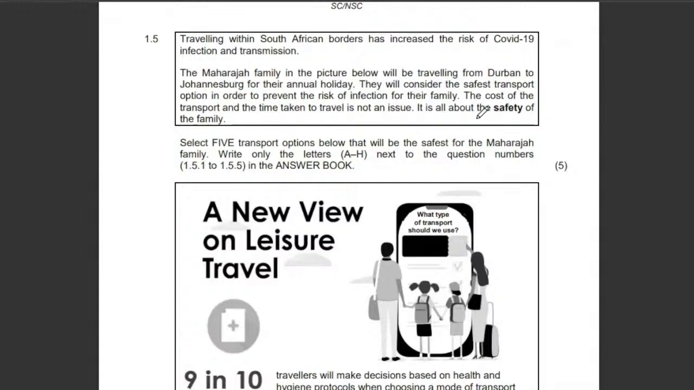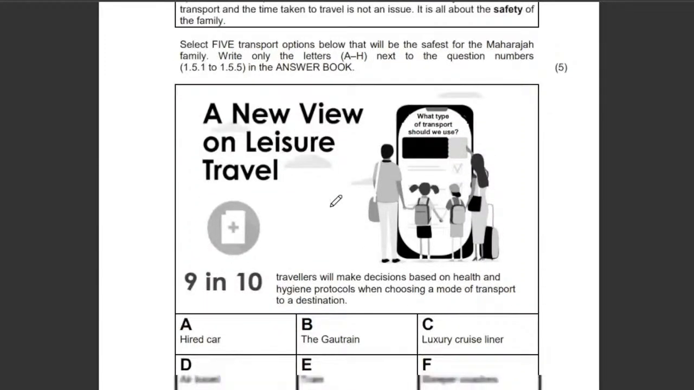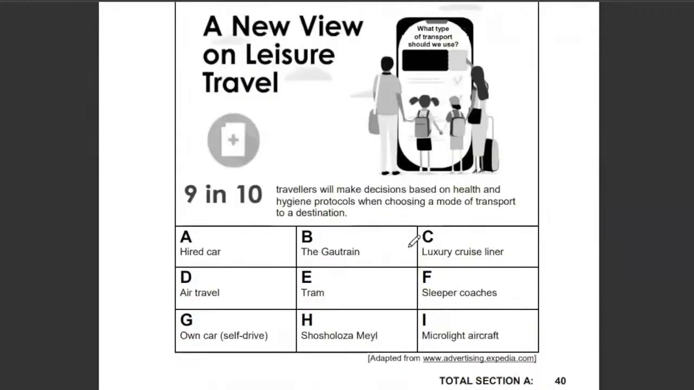Select 5 transport options below that will be the safest for Maharaja family. Write only the letters A to H next to the question numbers in the answer book. Now let's look at the picture which appears there. A new view on leisure travel. What type of transport should you use? Travelers will make decisions based on health and hygiene protocols when choosing a mode of transport.